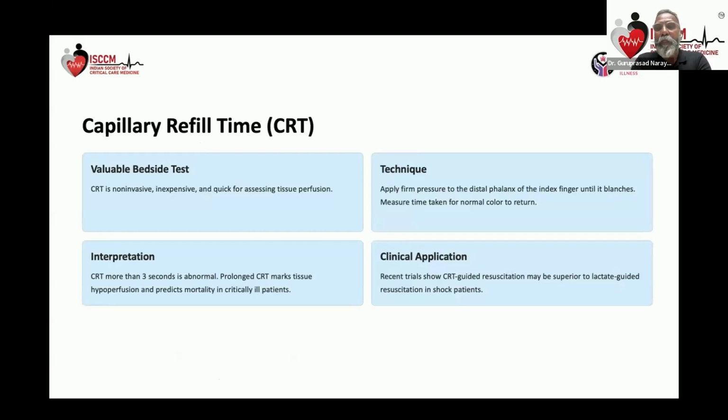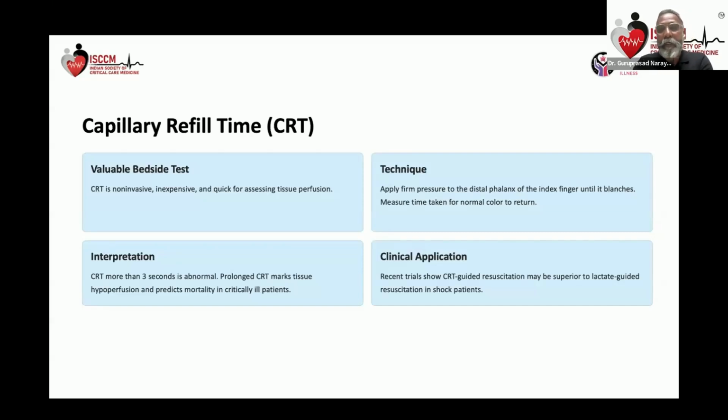Whenever you apply pressure on the distal phalanx, the pressure should be applied for at least 15 seconds at the tip of the fingers, and the refill has to be checked not by a guess. It is always better to use a stop clock to see whether the refill is adequate. If the refill time is more than 3 seconds in a young patient and more than 4.5 to 5 seconds in an elderly patient, that tells that this patient is in shock.